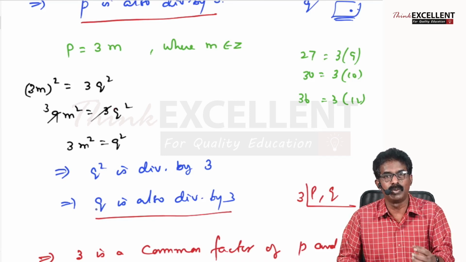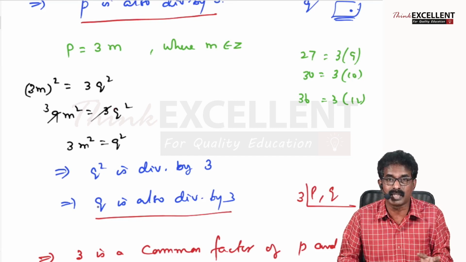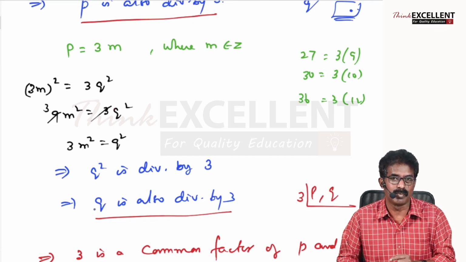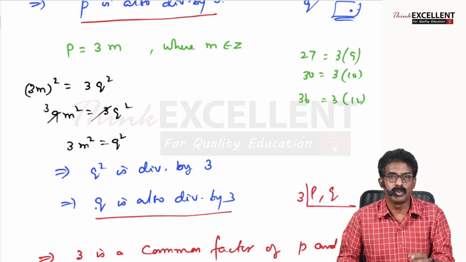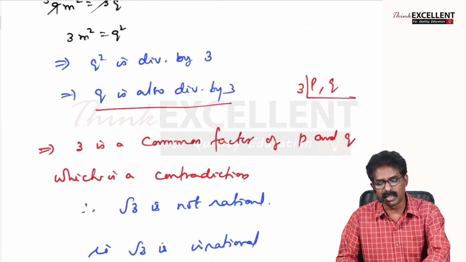So P and Q have a common factor 3. But actually, P and Q are co-prime. They have no common factor other than 1. But now we are getting that there is a common factor 3. Why did it happen? Because our assumption is wrong. What we assumed? Root 3 is rational. It is wrong. So that means root 3 is irrational.